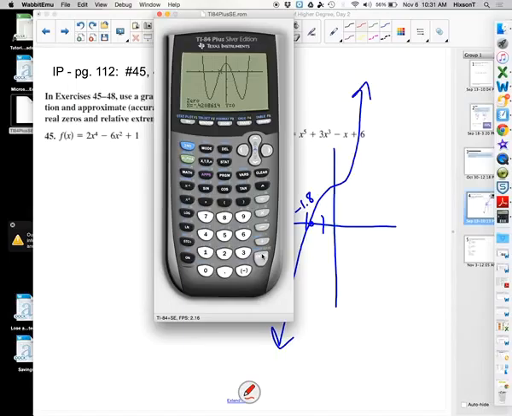Okay, window range, let's just go to Zoom. Anytime you get that, just go to Zoom, hit 6 for Zoom Standard. It'll reset all your window settings. There was something in your window settings that was messed up, so just go to Zoom Standard, and that'll set your window settings back to normal. Alright, so that's how we can find a zero.